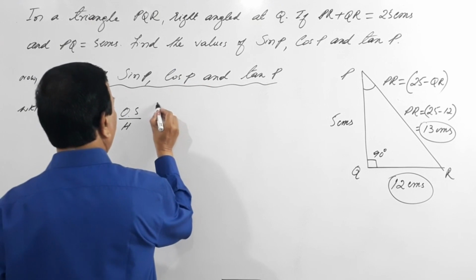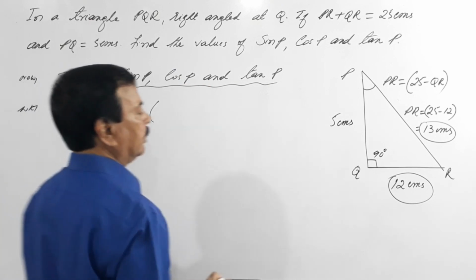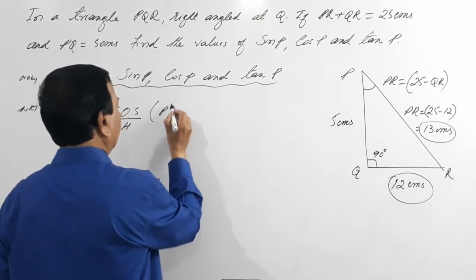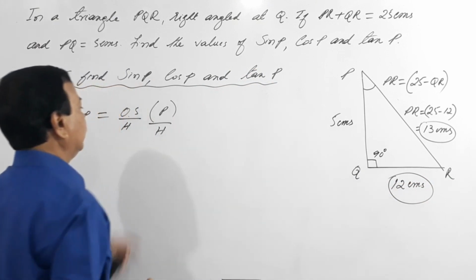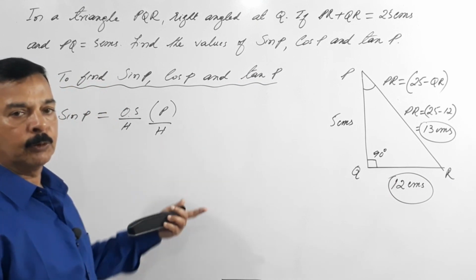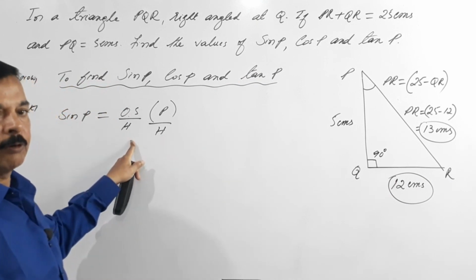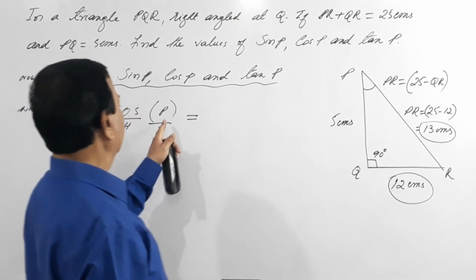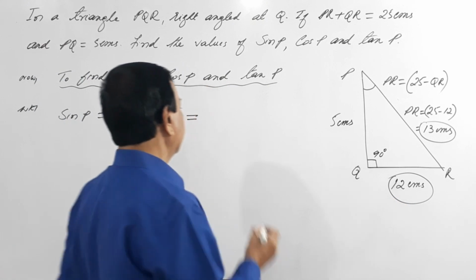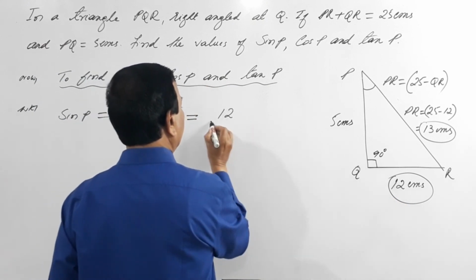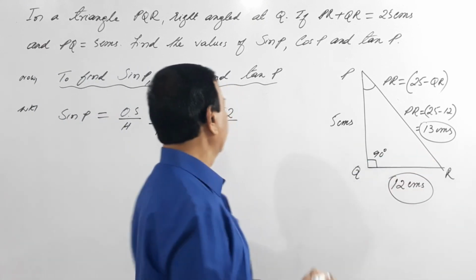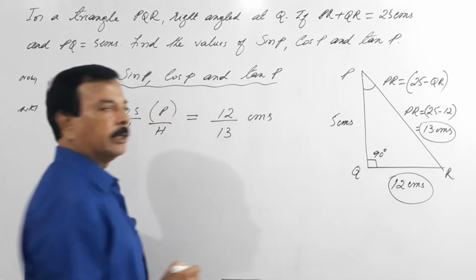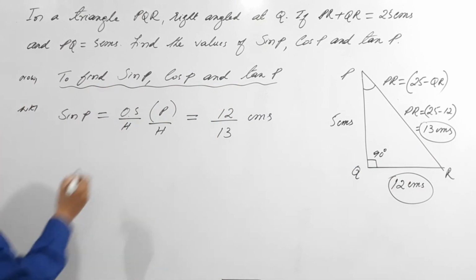Opposite side by hypotenuse. In some books, opposite side is nothing but perpendicular height, so P by H. Either you can follow this notation or this notation, both are same, but I prefer to follow this. So what is this equals to? What is opposite side? 12 centimeters. Hypotenuse is 13. So 12 by 13 centimeters, done.